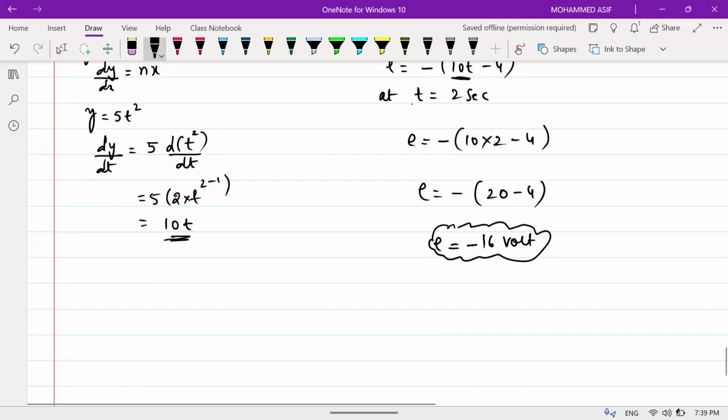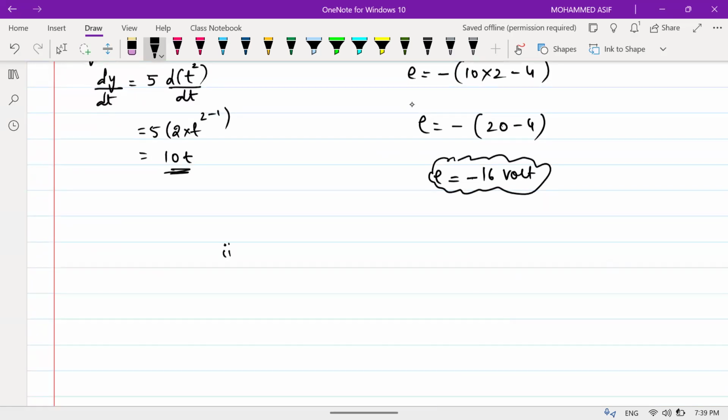Yes, sir. So now tell me, what is the current now? If I know the formula, current I is equal to E divided by R. E is how much for me? 16. Resistance is given how much for me? 2. So it will be equal to 8 amperes. Got it? Yes, sir.